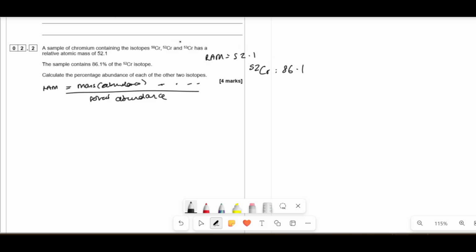So then what I'm going to do is look at the 50Cr and the 53Cr. We don't know what those are, but we know that the rest of this 100% has to have been split between these two. So I'm going to call the 50Cr, let's just say, x%. Then whatever's left over, once we've taken away the x, has to be the 53Cr. So in that case, it has to be 100% minus the 86.1, because 86.1 of that percent's gone here, minus the x, which is 13.9 minus x%.